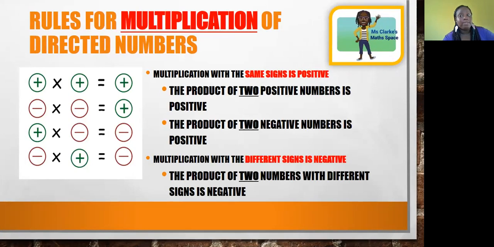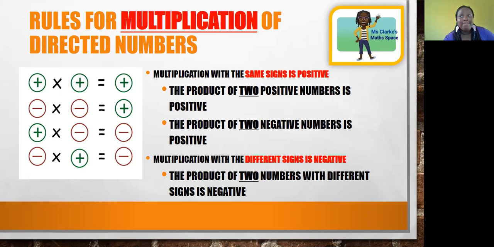So we went through the rules of addition and subtraction of directed numbers, and now we're moving on to the rules of multiplication of directed numbers. This seems to be one that most students often remember. You'd always hear something like a plus by a plus is a plus, a negative by a negative is a plus, a positive by a negative, or a negative by a positive, is a negative.